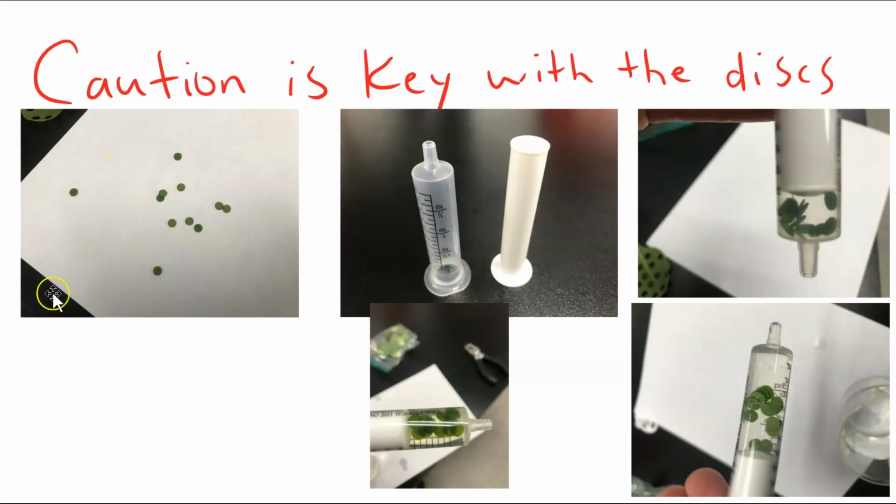So you can see that here we have our discs. We've opened up our syringe. Once we get the discs into the syringe, we slowly push that barrel down. We will then draw up some solution from our experimental cups, and then you will remove all air from the syringe in order to start the degassing process.